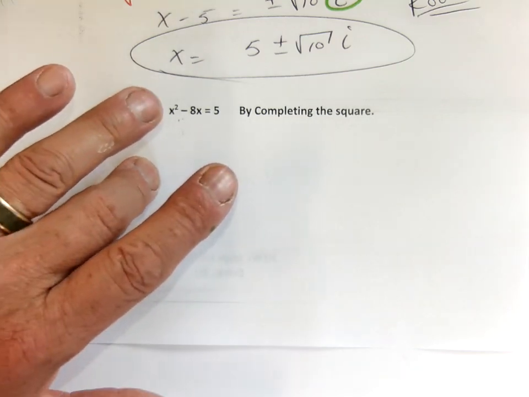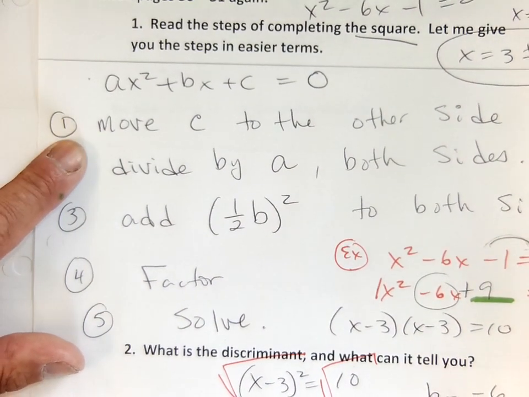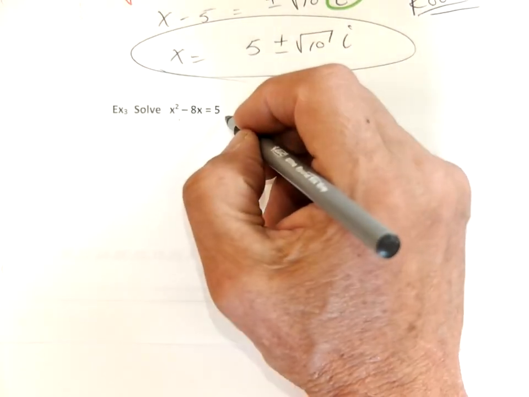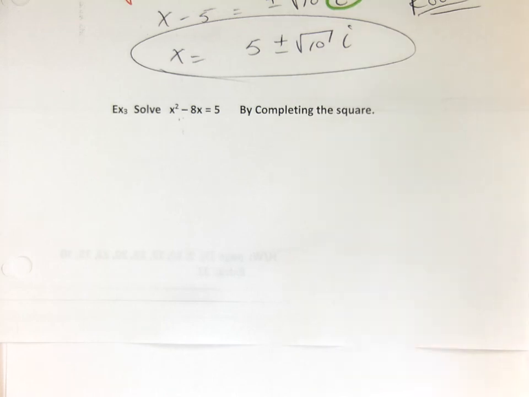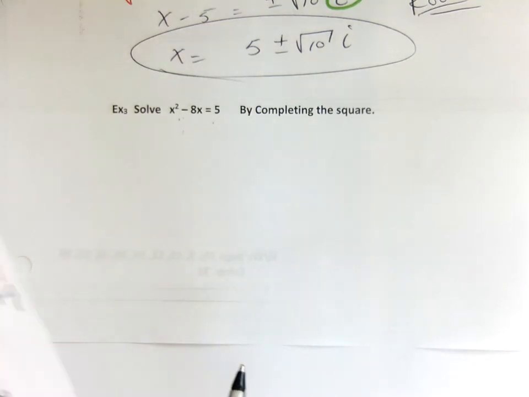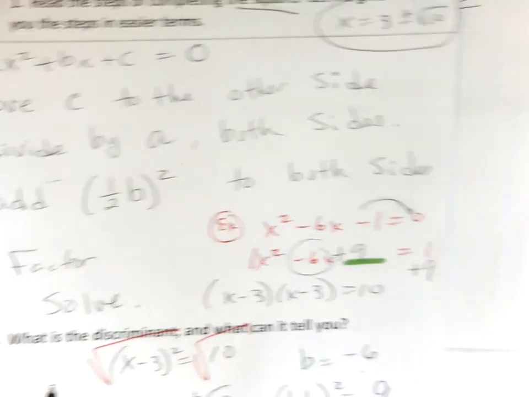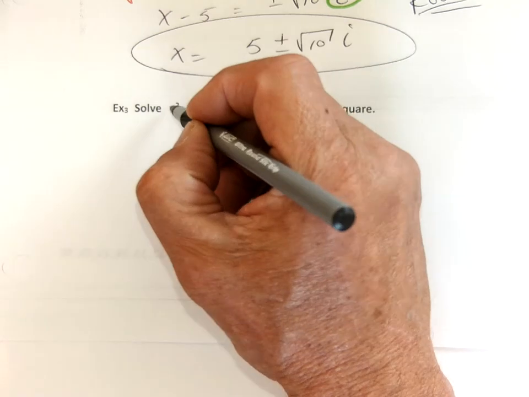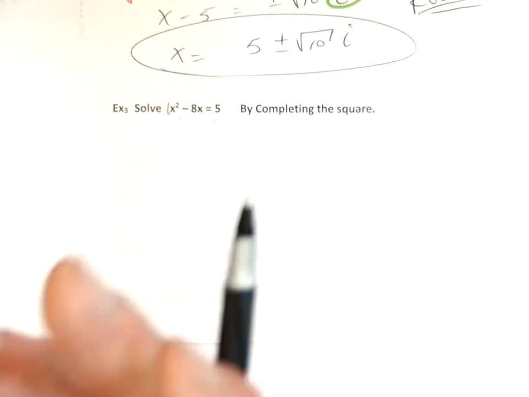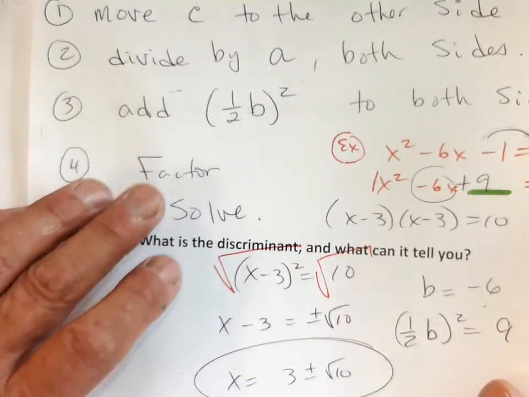So let's go ahead and look at our notes. Our note says step 1, move C to the other side. So I'm going to do that. It's already over there. Okay, cool. Step 1's done. The 5's already over there. Step 2, divide by A, both sides. Well, that's done too because it's 1. Step 1 and step 2 are done. That's nice.